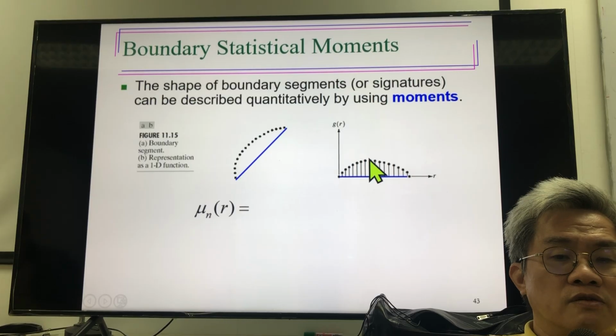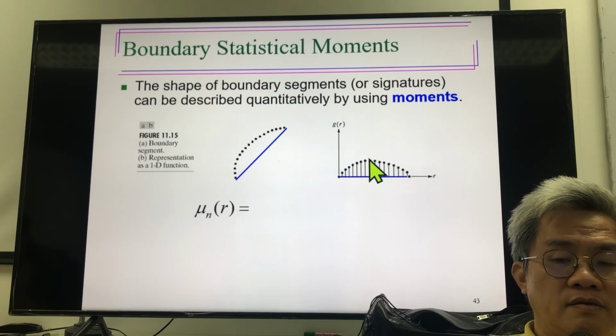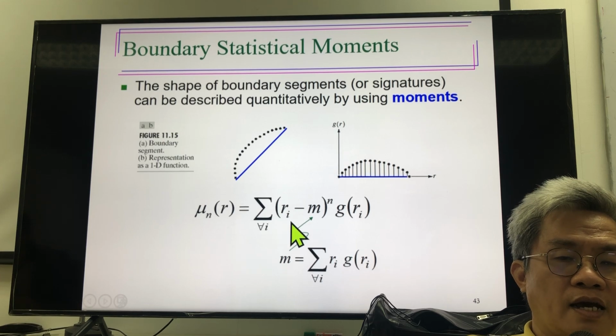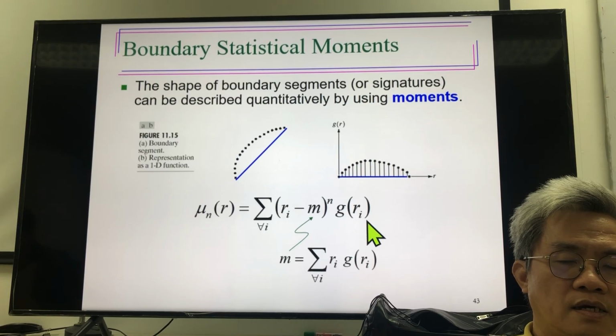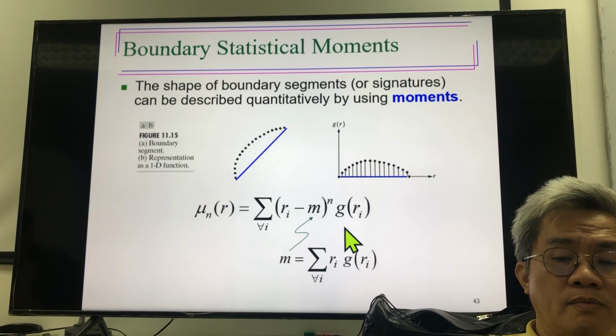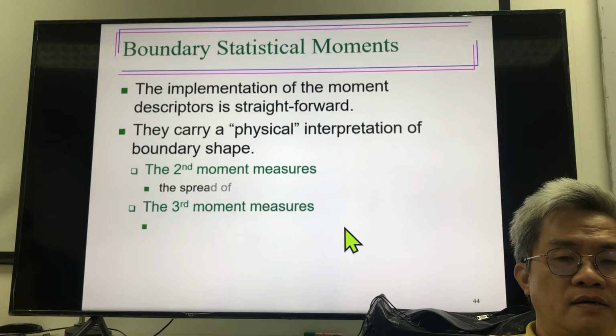Okay, so to find the mean, you just have this formula: I minus m. M is the middle, the center in the middle, right? Square times GRI. And then you can find the second moment, third moment, and so on. Okay.